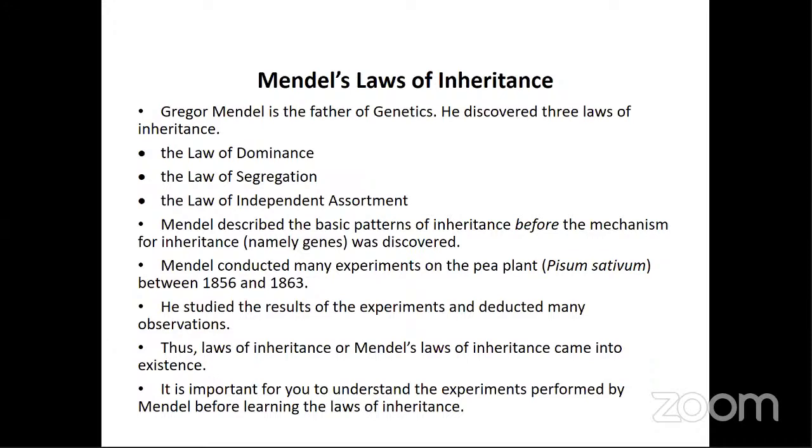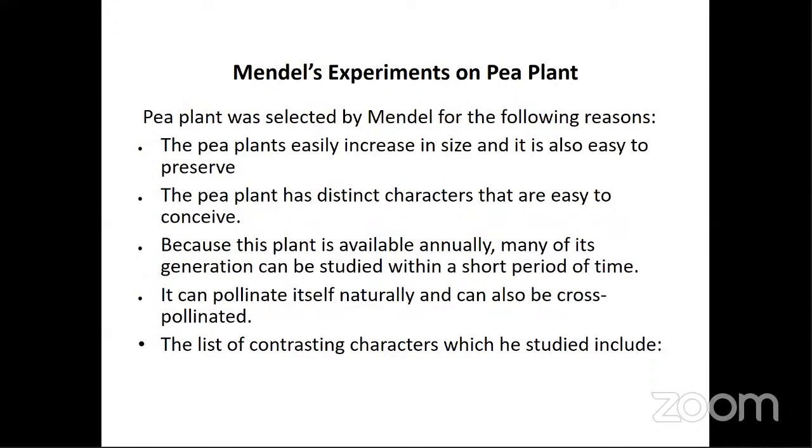Mendel's experiments on pea plants. How come it is pea plants that Mendel decided on? He must have had his reasons. Why couldn't he use another plant? Why pea plants? The pea plant was selected by Mendel for several reasons.